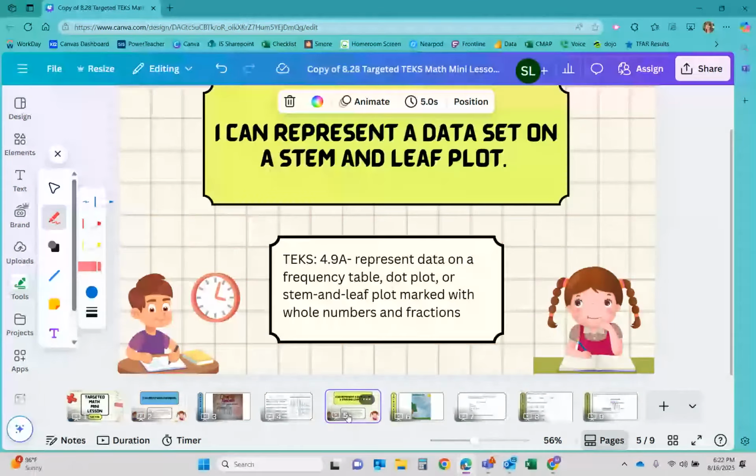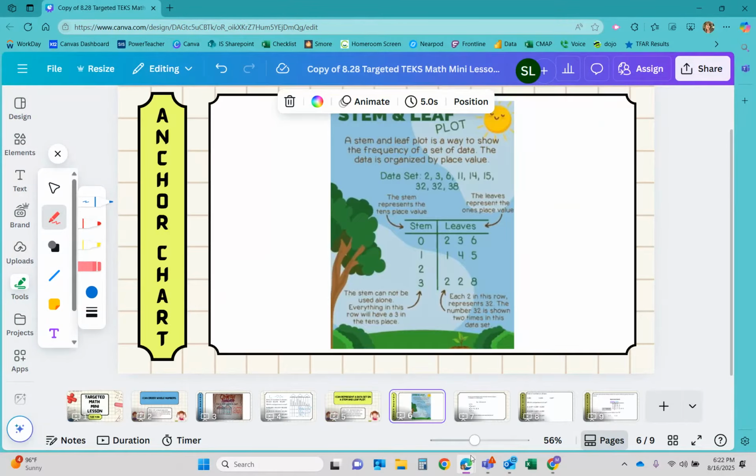Now we're going to take a look at representing data on a stem and leaf plot. Here is an example of a stem and leaf, and when you think of stem and leaf, think of the stem as the branch and the leaves as the leaves, okay? So the little green things that hang off of it. Your stem is going to be the tens place, okay, because it's a larger piece of matter, and then the leaves are going to be the ones place, because you can have several leaves on one stem, right?